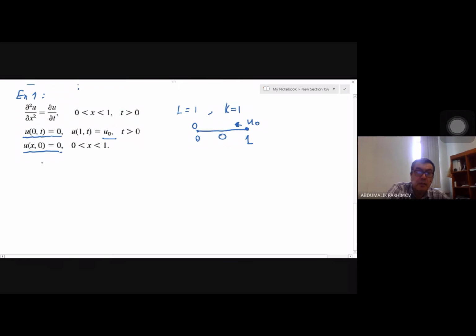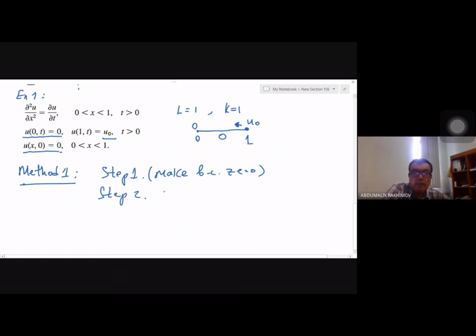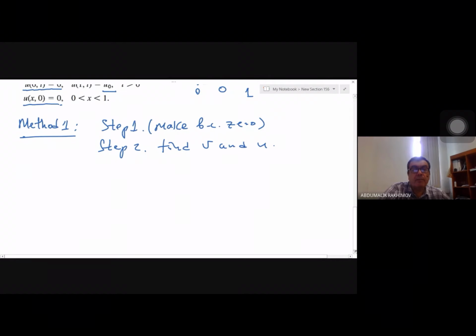When the boundary condition is non-homogeneous, then the old method, let's say method 1: step 1, you make the boundary conditions 0. Then step 2, find V and U. We already did this, we know how to do this. But we will try to solve this problem by method 2, a new method.